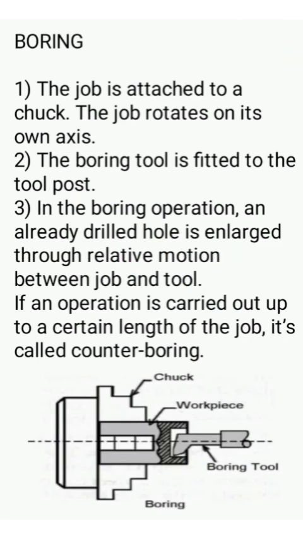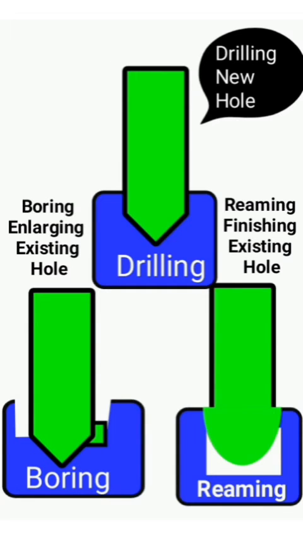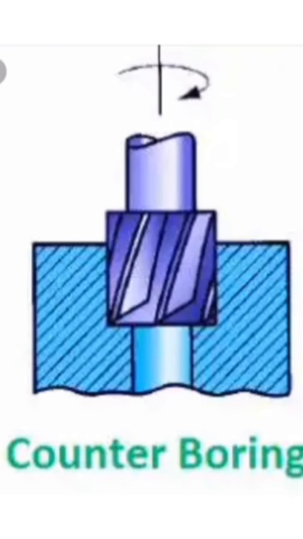Boring operation. The job is attached to a chuck. The job rotates on its own axis. Number 2. The boring tool is fixed to the tool post. Number 3. In the boring operation, an already drilled hole is enlarged through relative motion between the job and tool. If an operation is carried to a certain length of the job, it's called counterboring.